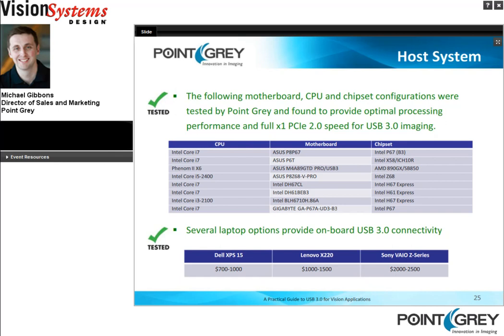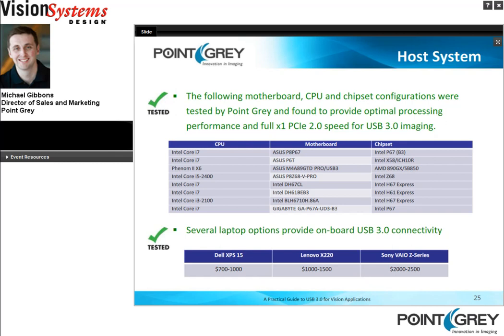In terms of systems that Point Grey has tested, we've tested a whole bunch of different combinations of motherboard, CPU, and USB 3 chipset configurations. I've listed a bunch here. I'm not going to go through them obviously at this point, but a number of them that we've tested are listed here. Again, we've also got an app note that describes a lot of the systems that we've tested.